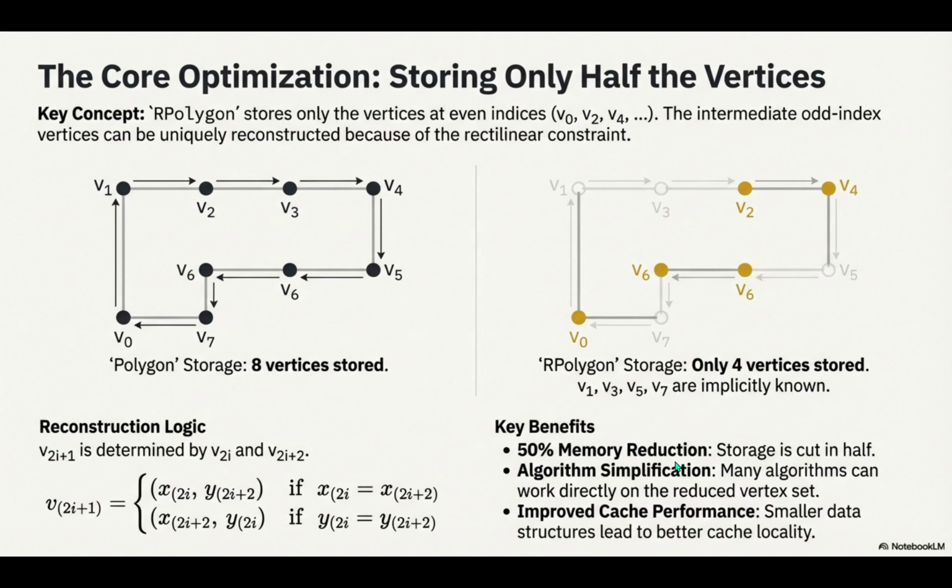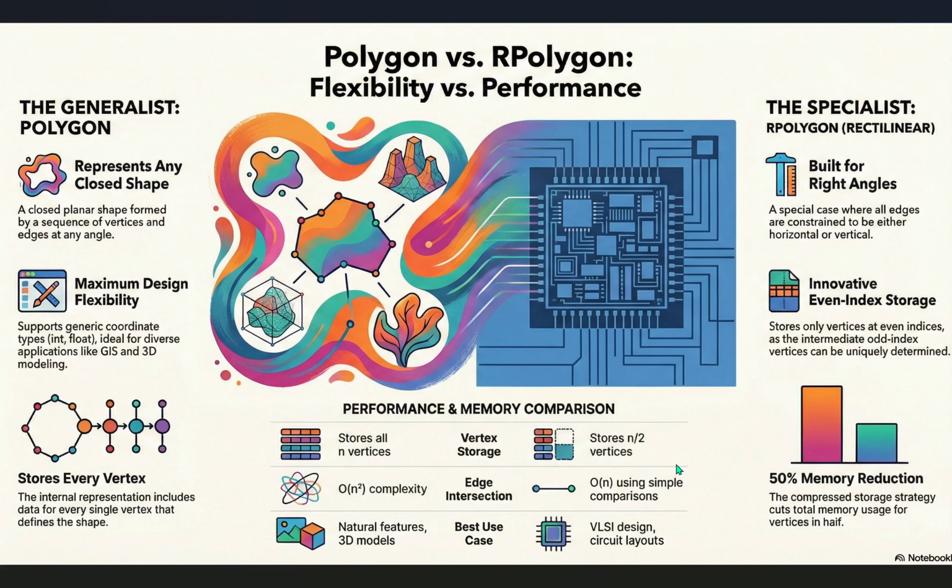Its x coordinate has to be the same as v2's x, and its y coordinate is the same as v0's y. I don't need to store v1 at all. Precisely. You've got it. The coordinates of the odd indexed vertices v1, v3, v5, and so on, are implicitly known. You don't store them. You just reconstruct them instantly when you need them.